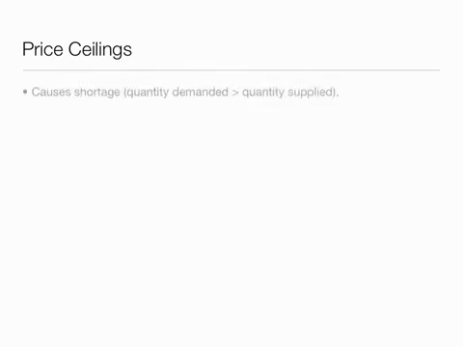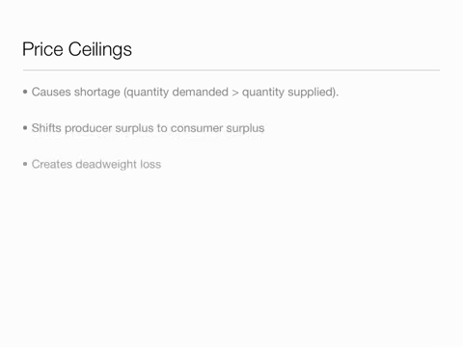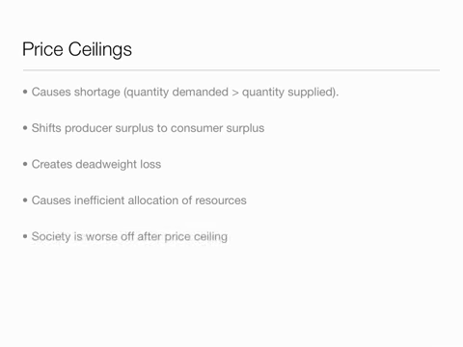Price ceilings cause a shortage. Quantity demanded is greater than quantity supplied. It shifts producer surplus to consumer surplus. It creates a deadweight loss to society. It causes inefficient allocation of resources. And society is worse off after a price ceiling.